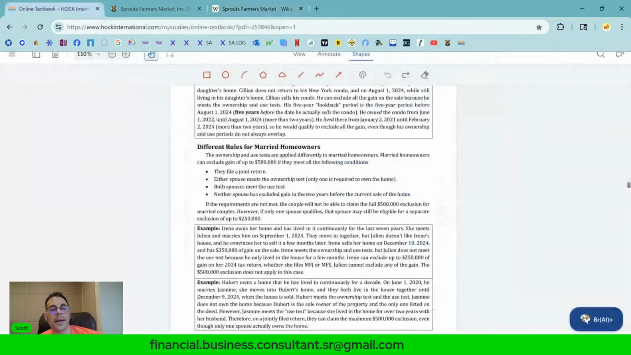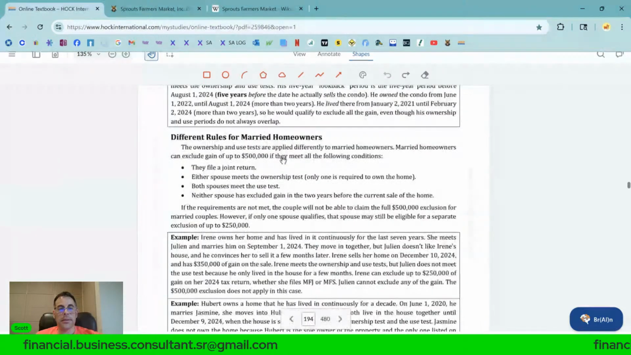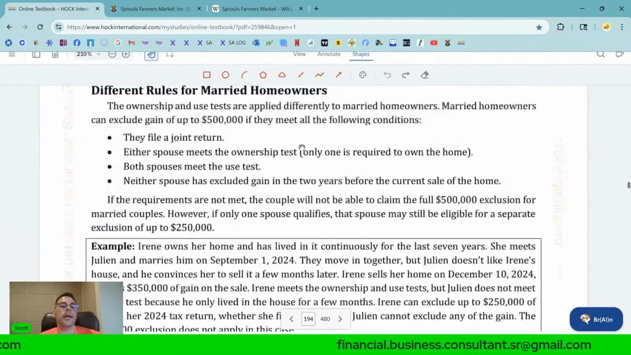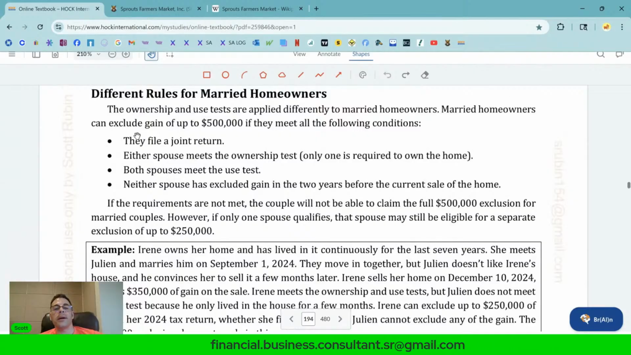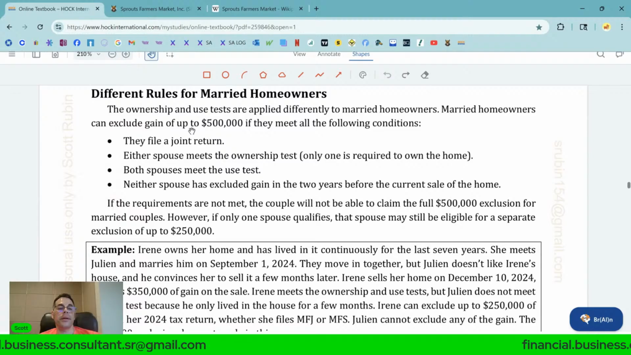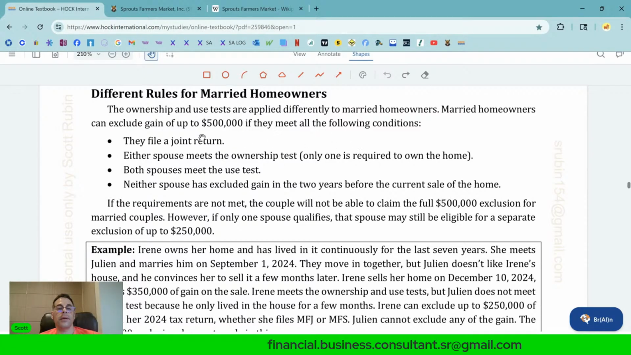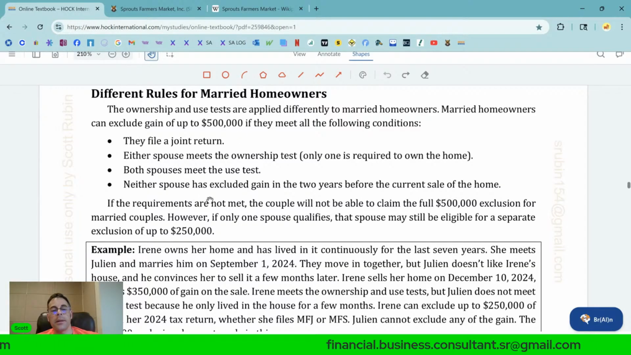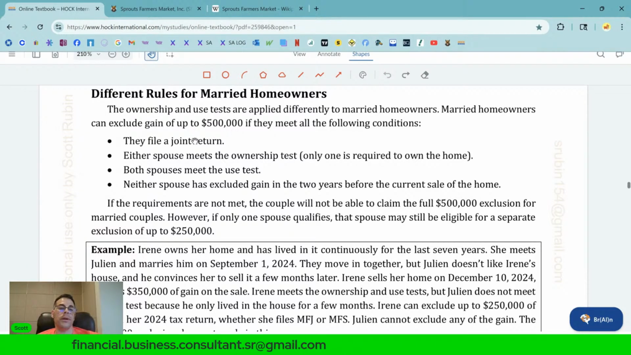You guys want to talk more about taxes? So another good thing about being married is that, remember that $250,000 write-off? Well, it's $500,000 if you're married. You have to file a joint return. I think if you're married filing separately, I don't think you get it. You have to file a joint return.